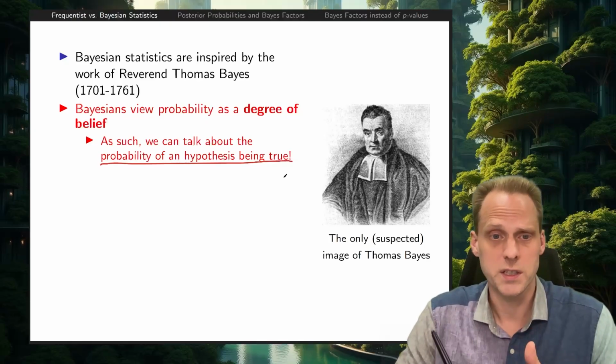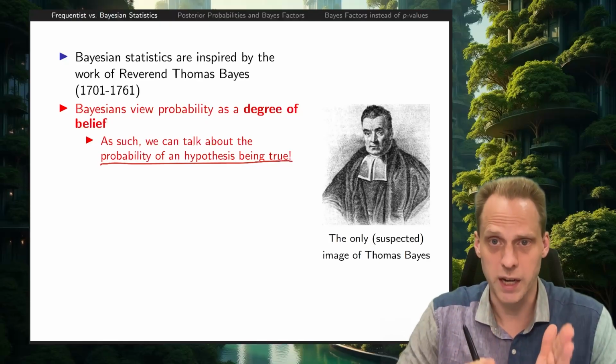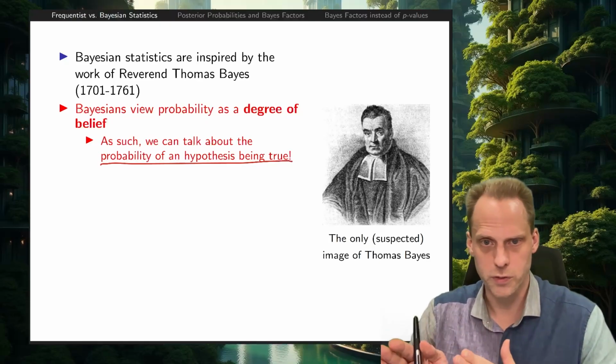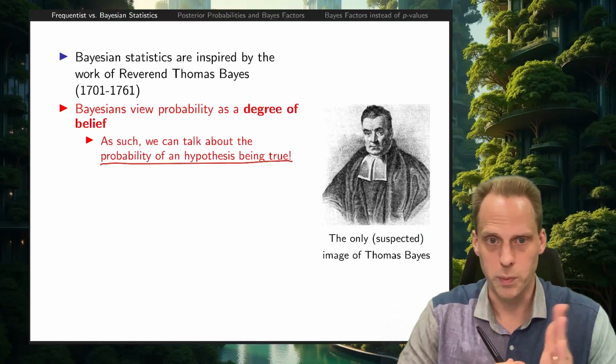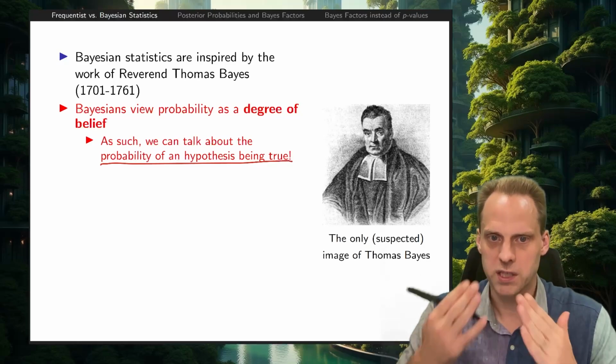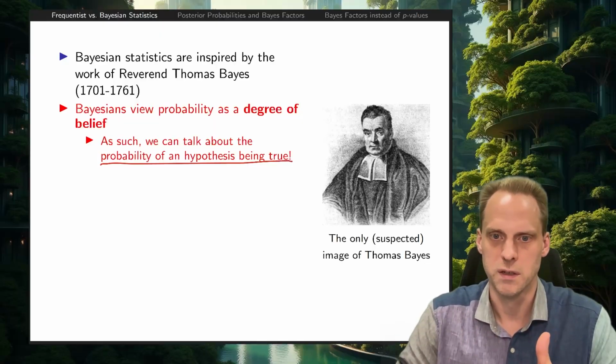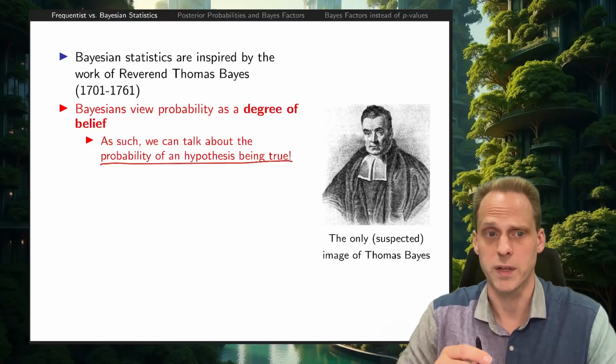A frequentist, or someone doing frequentist statistics, cannot talk about this, because the hypothesis is either true or it is not true. If it is true, probability is 1. If it's not true, probability is 0. It doesn't make sense to talk about the probability of something that is either true or not, that is actually, as we call it, fixed and not random.